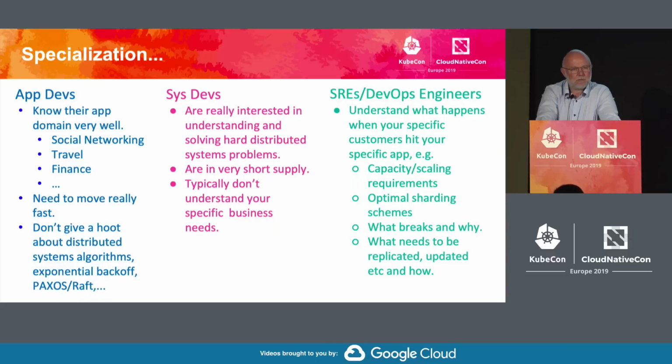So I think there's a large amount of very necessary specialization that's developed around this area. So on the left-hand side, you have application developers. So these are the kinds of people who know a particular application domain very well, whether it's travel, finance, banking, social networking, whatever. They know what their systems need to do. They know what their customers want. They know what functionality they need. They don't really give a hoot about Paxos or distributed systems algorithms or exponential backoffs or TCP sliding windows for that matter.